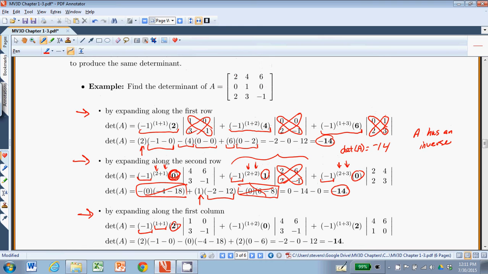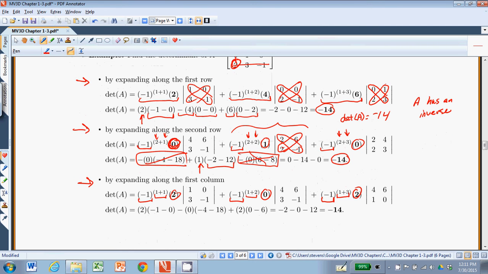Then I go down to my 0 times the determinant of this matrix, 4, 6, 3, negative 1, times negative 1 to the second row, first column, 2 plus 1, doesn't matter. And then I continue down, there's my 2 right there, times the determinant of this matrix, times negative 1 to the third row, first column, 3 plus 1, or 1 plus 3. Right? And then I just have to get my determinants, do my multiplication, raise negative 1 to various powers. And what do I have here?